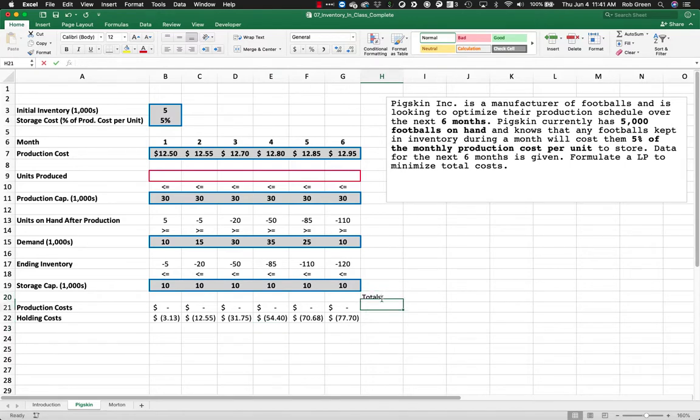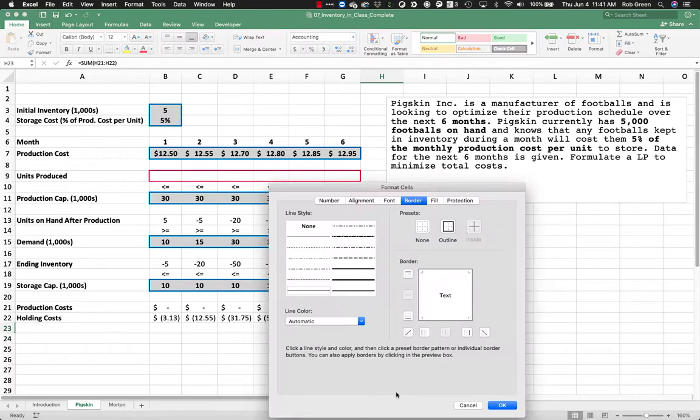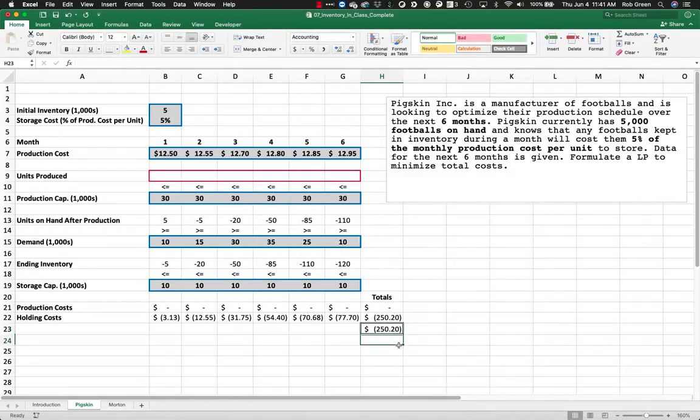Okay. Then generally, I will put a nice totals column right here. We will sum this up so that we can see what the total amount we're spending is. Those are our costs. And then we will sum the sums to get our total costs. Give it that nice double border that we all have come to know and love. Label it well. And we seem to be in good shape.